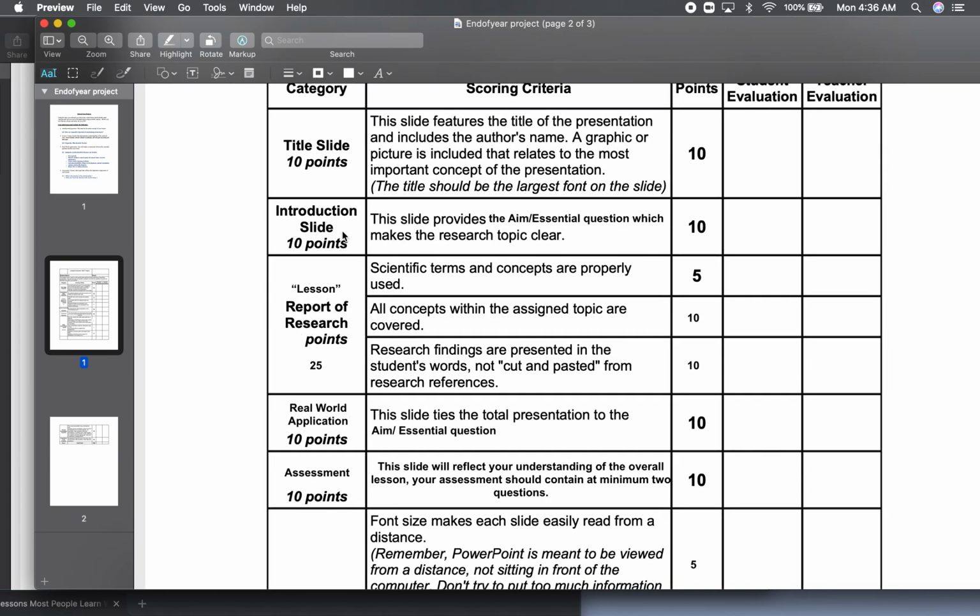Next, the introduction slide. The introduction slide is essentially your aim and your essential question. This slide is going to provide the aim or essential question, which makes the research topic clear.